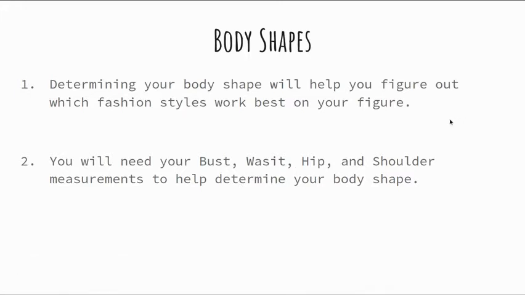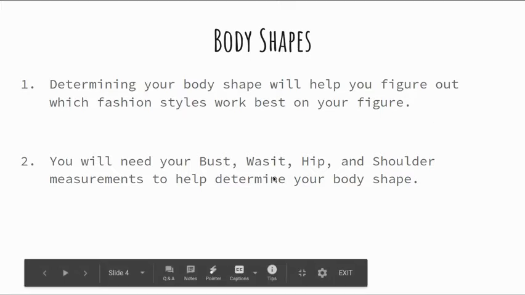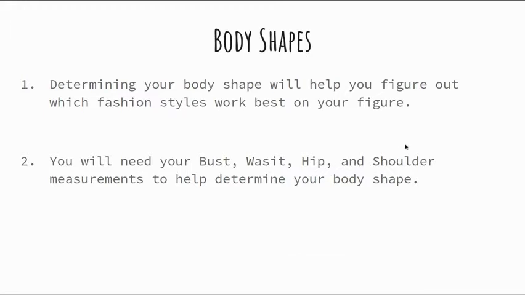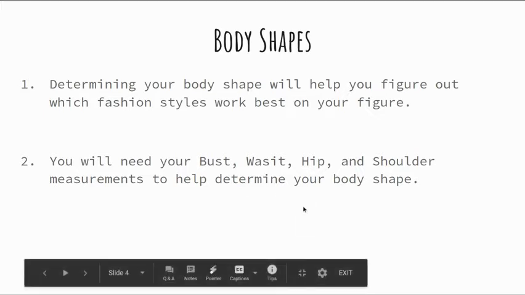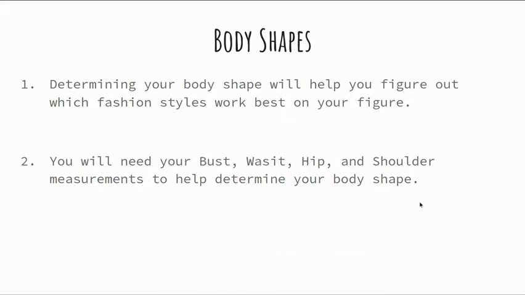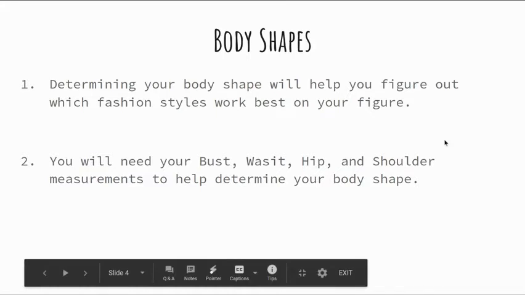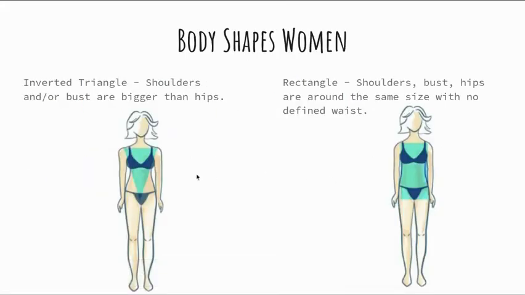But again, we're looking at body shapes. Determining your body shape helps you figure out which fashion styles work best for your figure. To do this, you're going to need your bust, which is your chest, your waist, not your waist-set, your waist, hips, and shoulder measurements. Normally in class, we would take these measurements, compare them, and figure out which body shape we are. Unfortunately, we don't have that opportunity right now. If you are interested, you can email me and I can walk you through how to take these measurements and help you determine what your body shape is. Some of you may already just know in general.